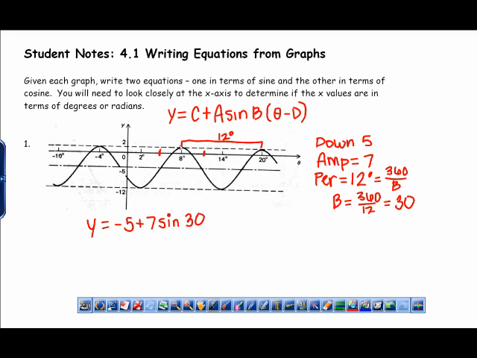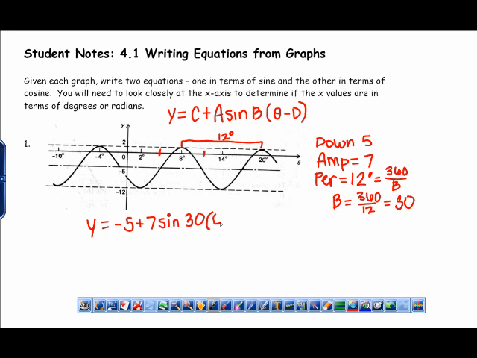In most problems, though, you're going to go peak to peak or low point to low point or any way to come up with a cycle. Then you're going to do 360 or 2 pi divided by that number. That's going to give you your B value. And you can always check your work by going with what you know best, which is how to graph sine and cosine. So from this 30, do you get this graph? That's how you can check your work.